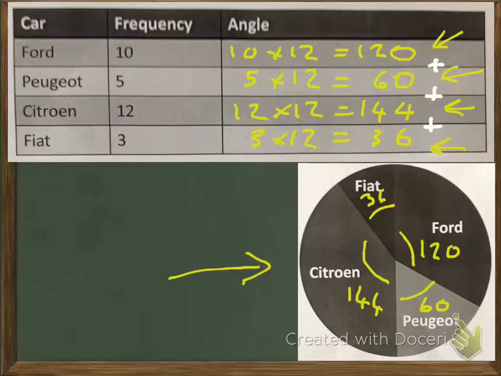Now it's a bit of a skill to drawing with a protractor, and we will probably practice that in the lesson. So for now we will leave that. The main thing is that you can calculate the angle from the table.